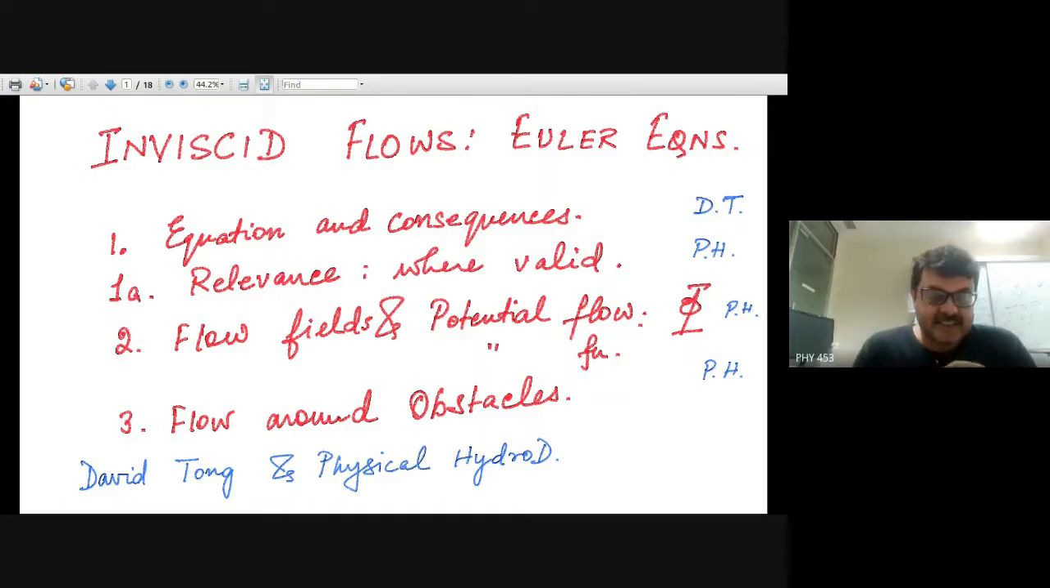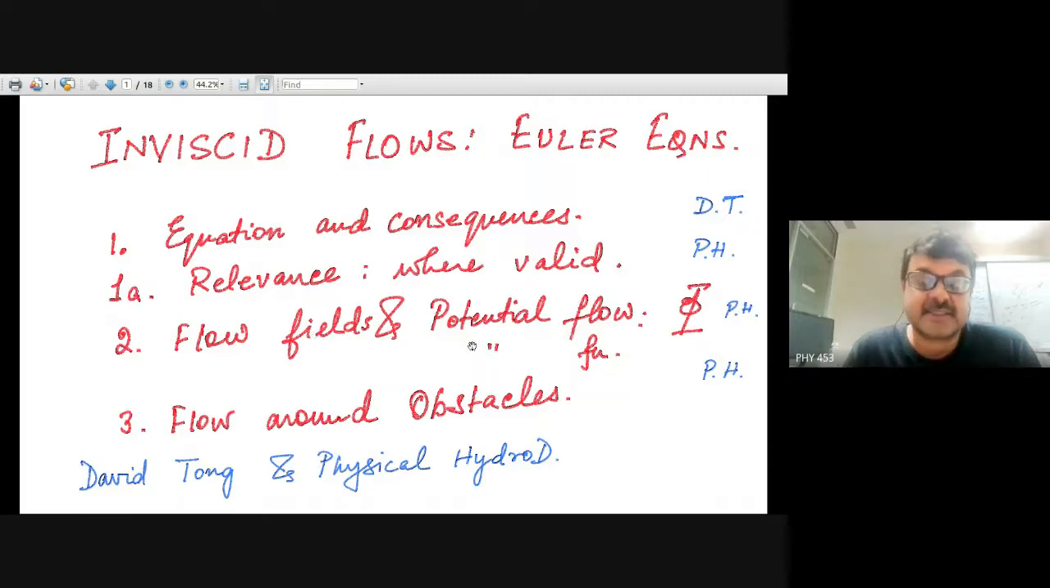But after that, I think it's relevant to ask, why are we studying the Euler equation? When can we neglect the viscous terms? When is it valid? And under what circumstances does it help us study a fluid flow system with the Euler equation? And for that, we are going to use the book of Physical Hydrodynamics by four authors. And then we're going to also discuss various idealized flow fields.